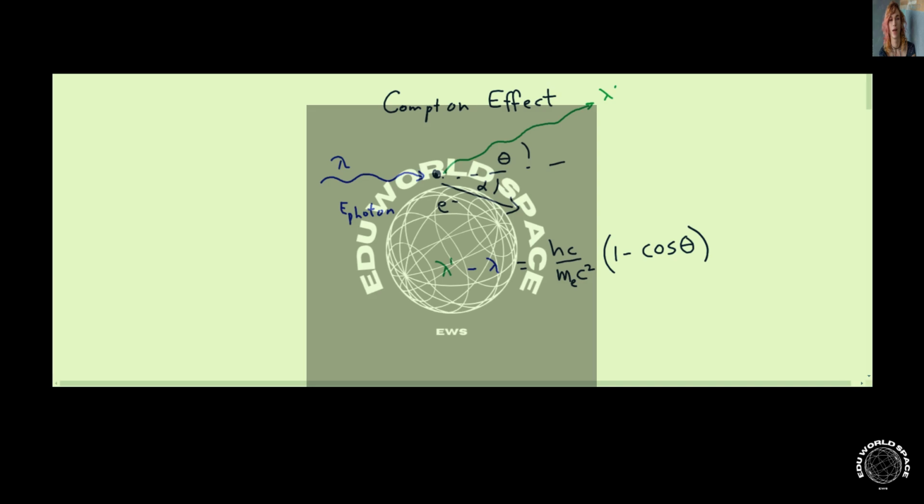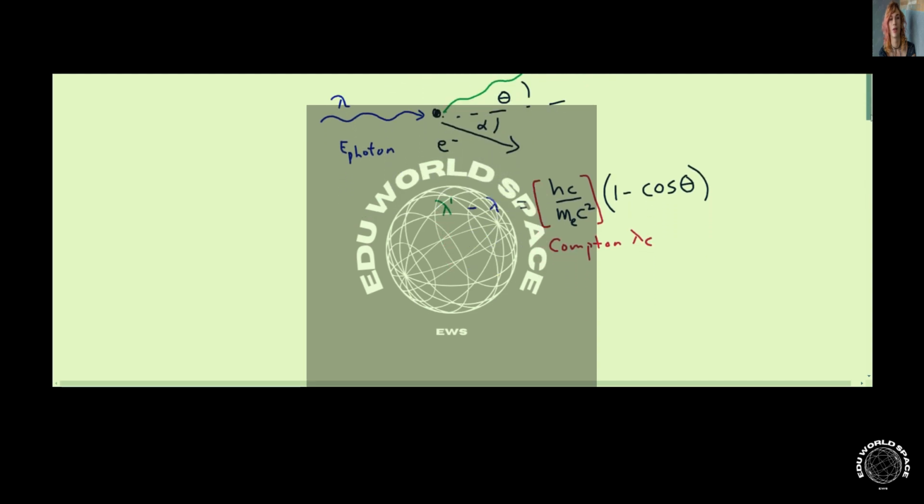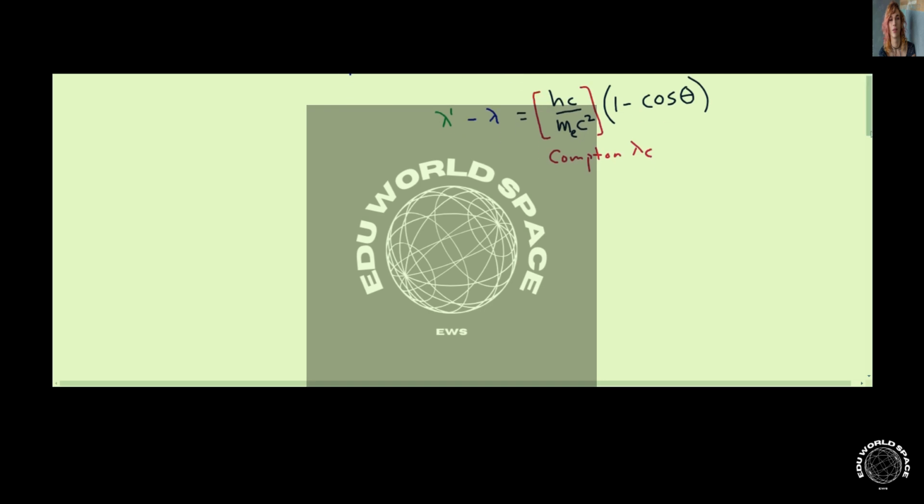Now, this cluster of constants out in front is called the Compton wavelength. We'll see what consequence that Compton wavelength has if you are seeing a collision between a photon and an electron versus a photon and a proton. Yes, that will matter. So let's start off with the electron.